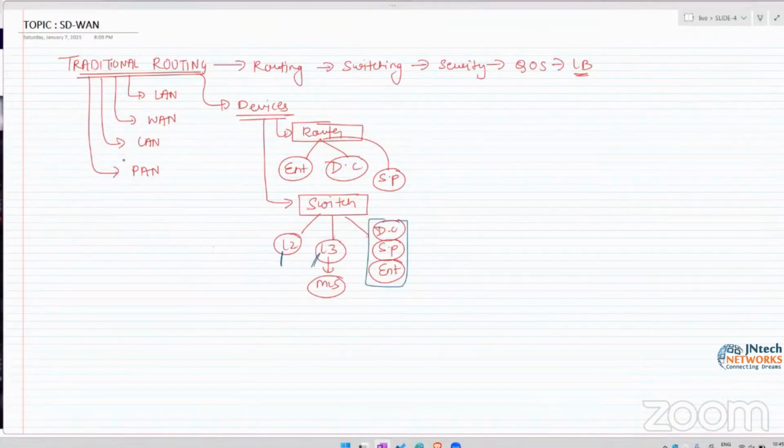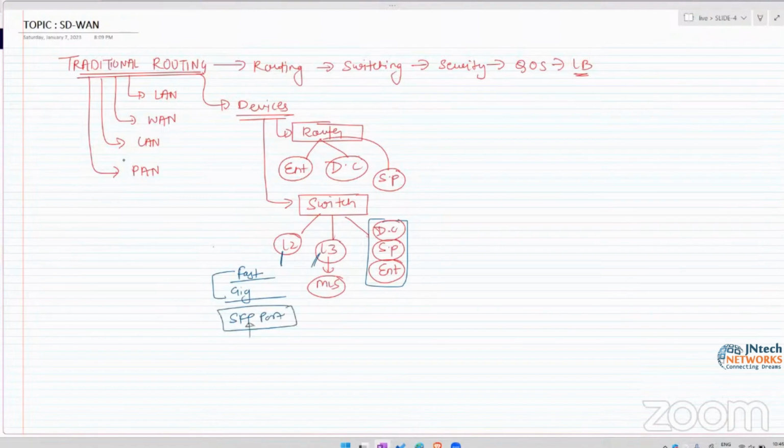Basically in layer 2 and layer 3 we get fast ethernet ports and gig ports. These two ports are available, but sometimes we also get SFP ports. SFP ports we connect with fiber cables with SFP modules. These modules we connect on layer 2 switch and layer 3 switch. And one more point is available, PoE supported.